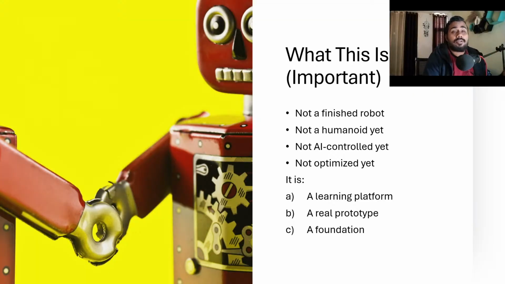What this robot is not. This is more important. Not a finished robot, not a humanoid yet. We will decide whether we want to make it human looking or what we are going to do with it. Not AI controlled. I will give the command to the microcontroller to perform tasks. It will not be automated. At first, the prototyping will be like this. We will advance slowly in the future. Not optimized yet. It is just a bare bone structure to have a proof of concept.